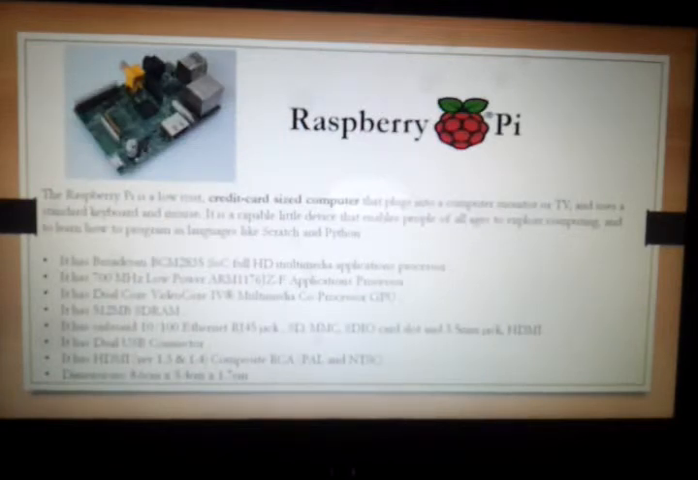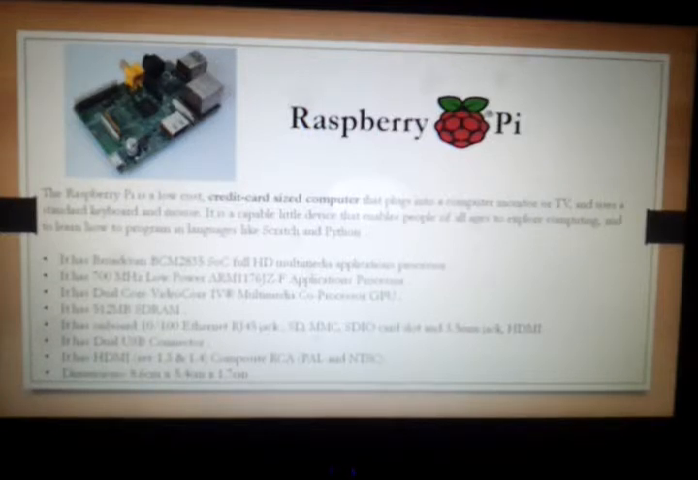On this vacuum cleaner, we are going to mount the Raspberry Pi. The Raspberry Pi is a low-cost, credit card sized computer that plugs into a computer monitor or TV and uses a standard keyboard and mouse. It is a capable little device that enables people of all ages to explore computing and to learn how to program in languages like Scratch and Python. It has a Broadcom BCM Full HD multimedia application processor running at a clock speed of 700 MHz, a dual core VideoCore GPU, 512 MB RAM, an Ethernet socket, a dual USB connector, an HDMI cable, and the given dimensions.